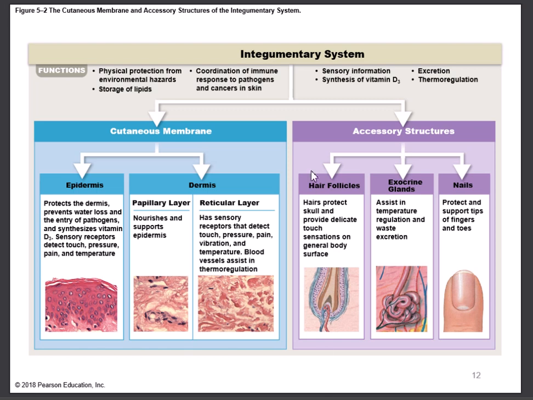In the blue box are the accessory structures. So the accessory structures we're going to look at include the hair follicles, and the hair. We'll take a look at the exocrine glands, which we said are going to be our sweat glands and oil glands. And then we'll take a look at the nails, the fingernails, and our toenails.